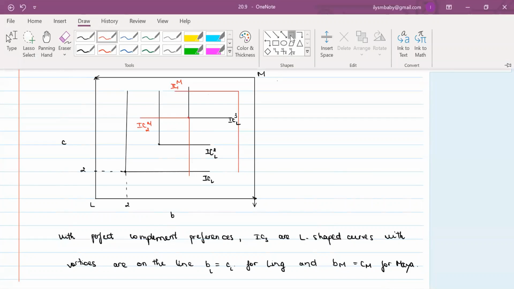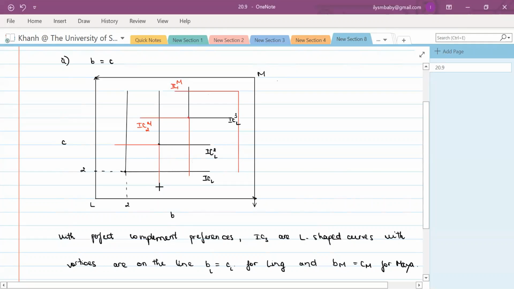And I will have another one, which is here. So this is indifference curve 3 for Maya. Now, how do I know that these two indifference curves are going to be touching at the vertex point like this, or like here?